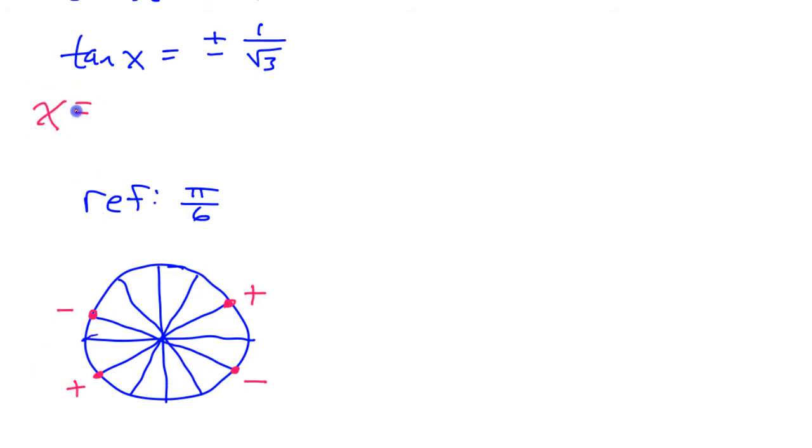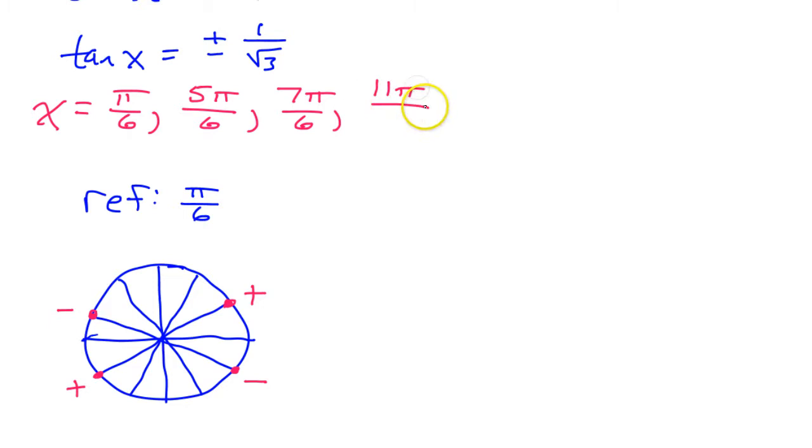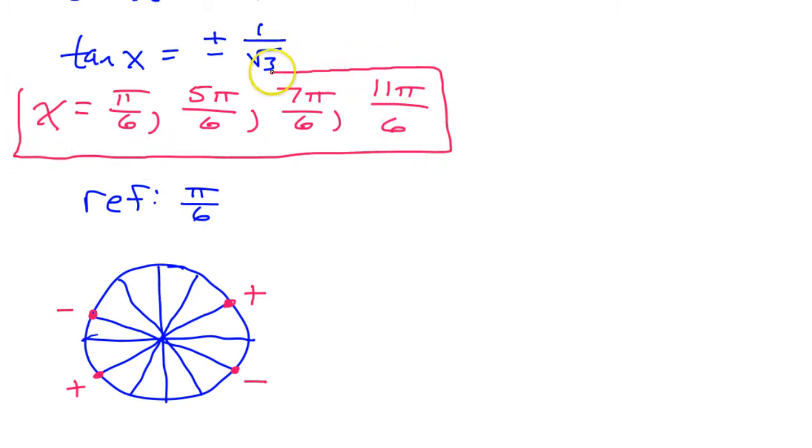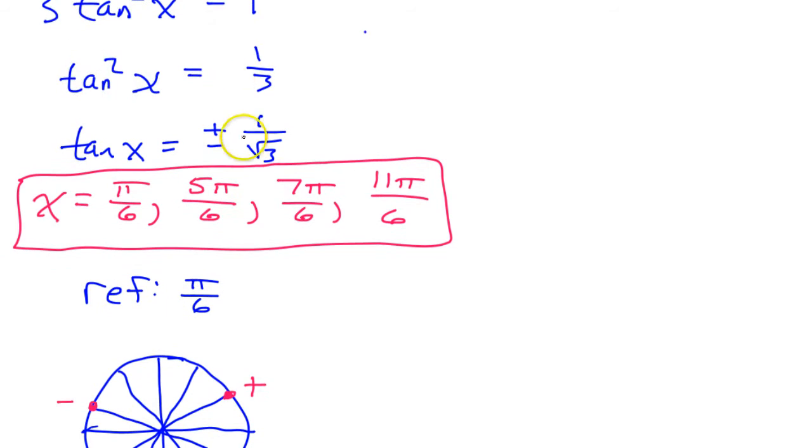So the solutions are x equals, so the first one is pi over 6. This one over here is 5 pi over 6. This one is 7 pi over 6. And this one is 11 pi over 6. All right, all 4 are solutions because of the plus or minus. All right, so it's really important that you not forget when you take the square root of both sides, the solution can be plus or minus.